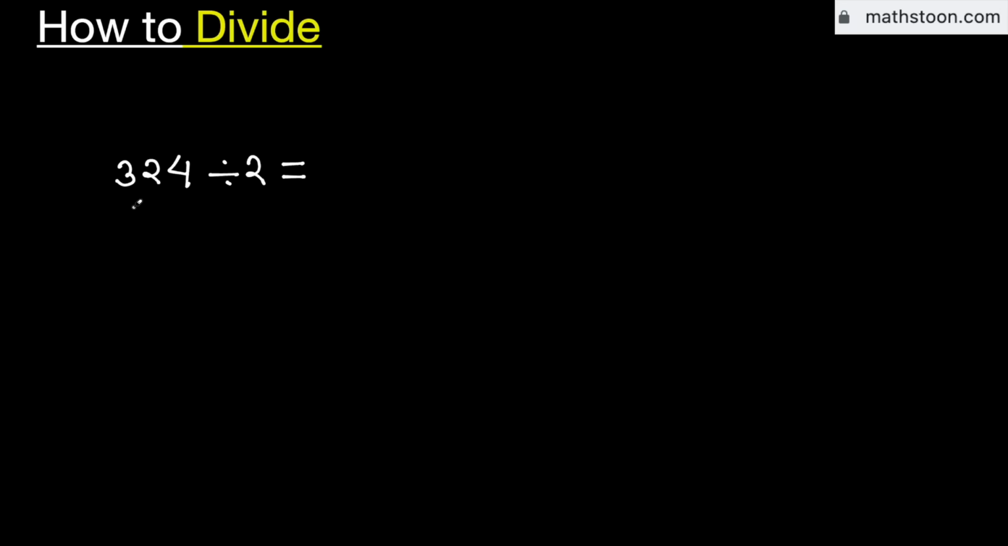Let's learn how do we divide the number 324 by 2 using the long division method. To do this, at first we'll write down the numbers in this way. Consider the first digit 3.